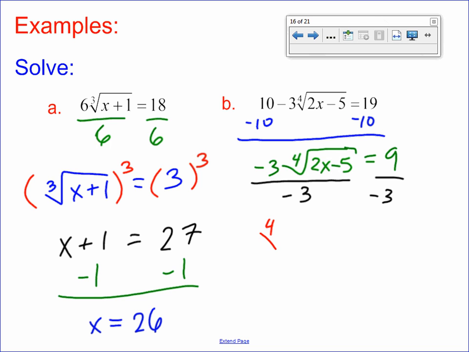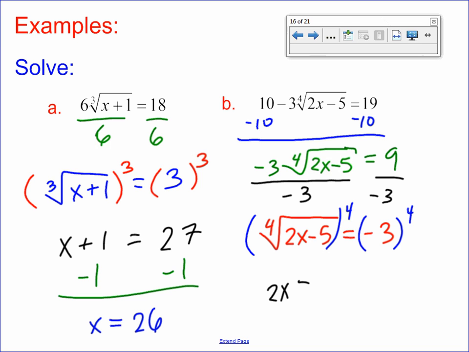That will get our radical alone. So we have the 4th root of 2x minus 5 equals, and 9 divided by negative 3 is negative 3. And lastly, I'll undo that 4th root. Last problem, we undid a cube root by raising both sides to the 3rd power. We're going to undo a 4th root by raising both sides to the 4th power. That gets the quantity 2x minus 5 out of the radical and onto the ground floor where we can deal with it.